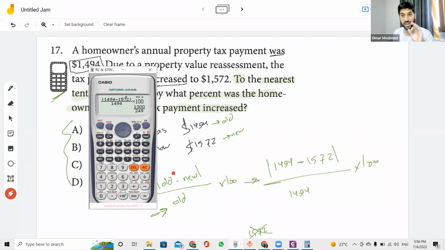Now, when you do it with a calculator, the calculator gives it to you as a fraction. How do you change it to decimal? You press on this. Okay, it's called S to D. So when you press on the S to D, it will change to decimal. And as you can see, the answer is 5.22.